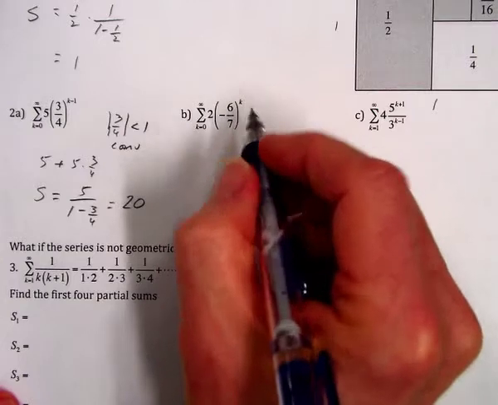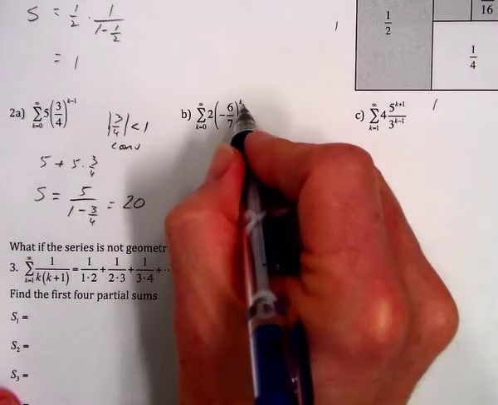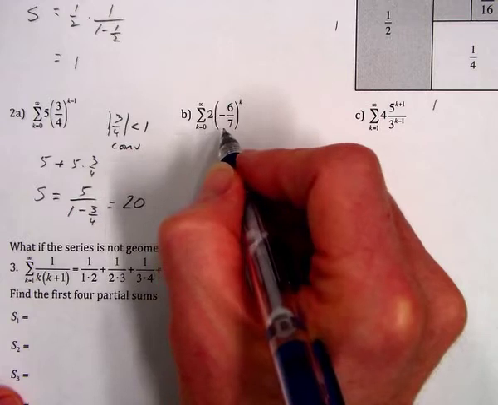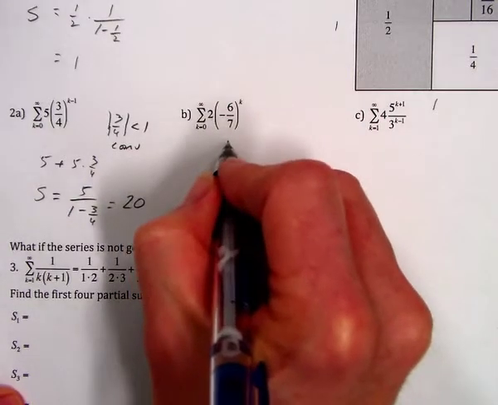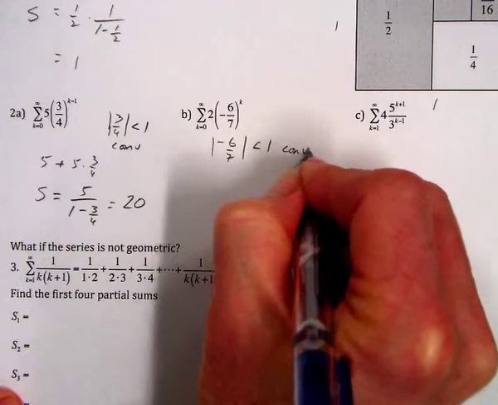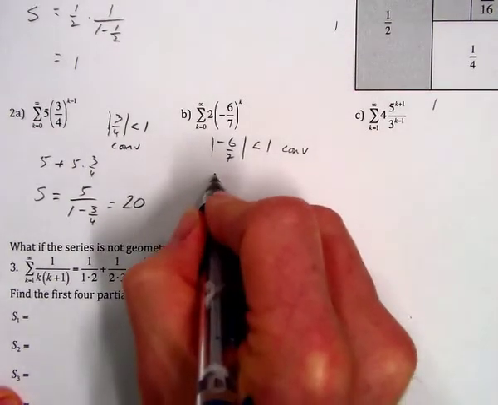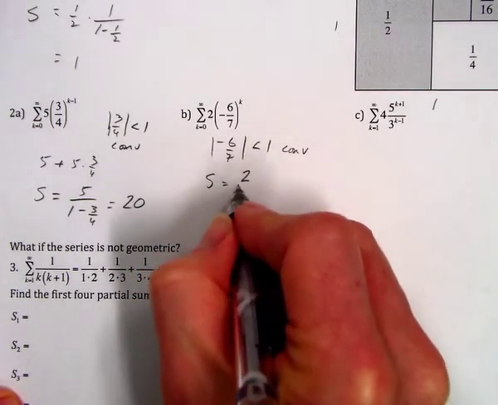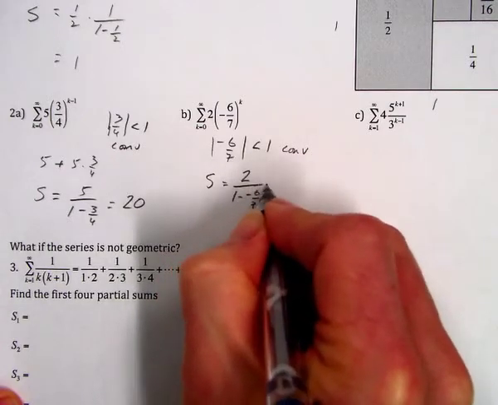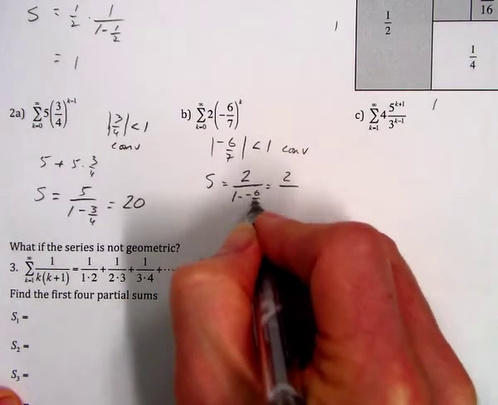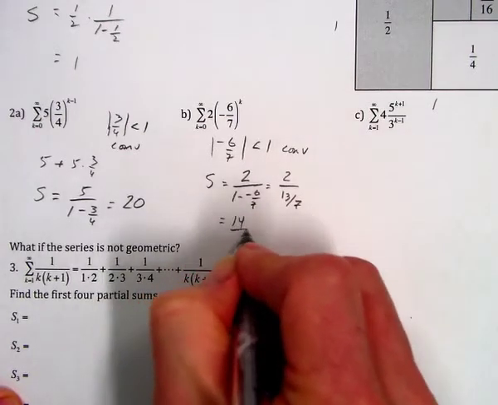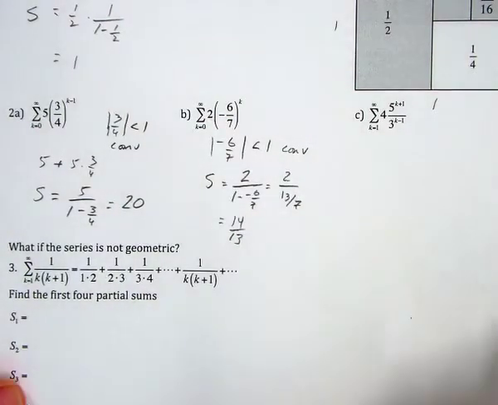On the next one, we can look at it and say when we plug it in, that's going to be 1, so it also is in the correct form. So we can just plug it in. We have negative 6/7. Let's check, it is less than 1, so this converges. So we get s equals 2 over 1 minus negative 6/7. 2 over, that's plus, so that'd be 13/7. So this sum would be 14 over 13.